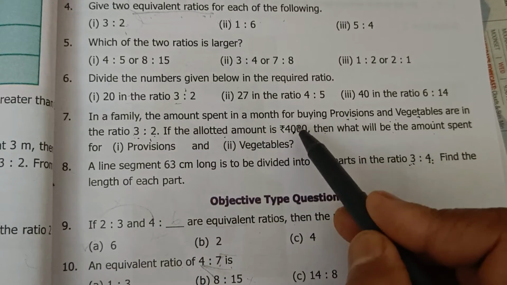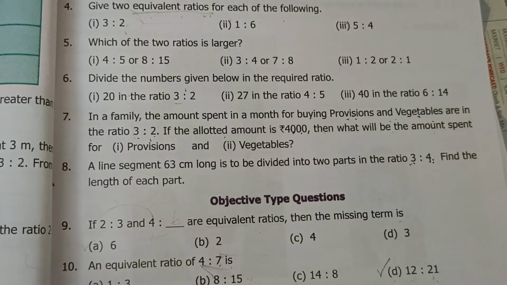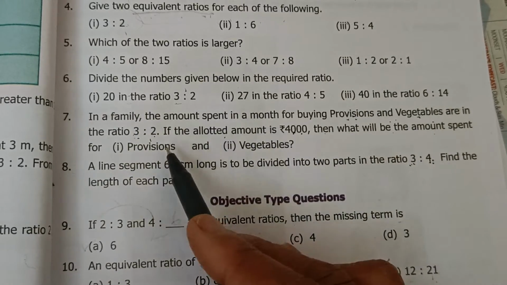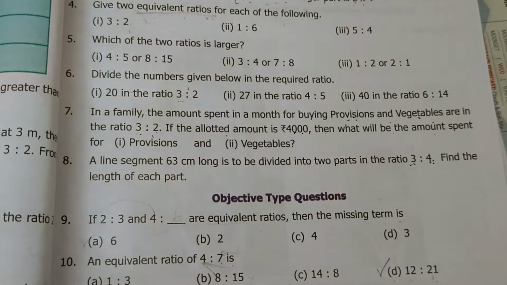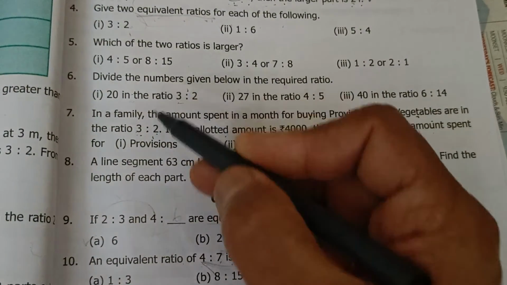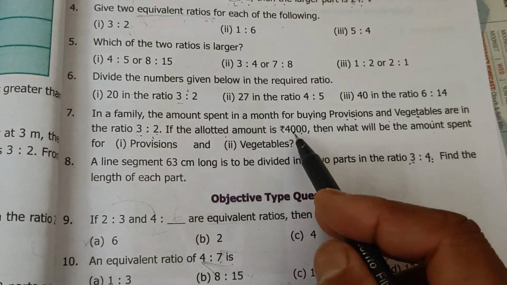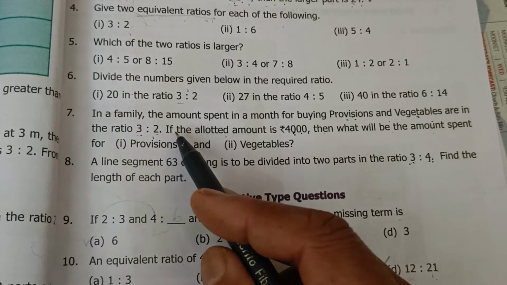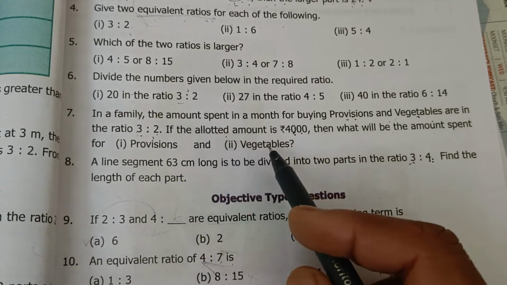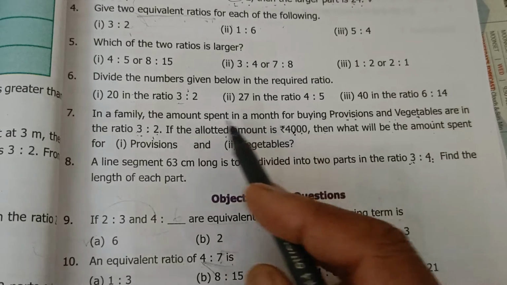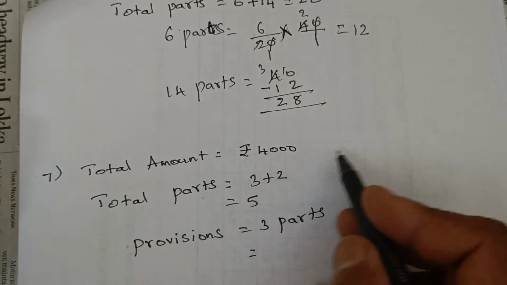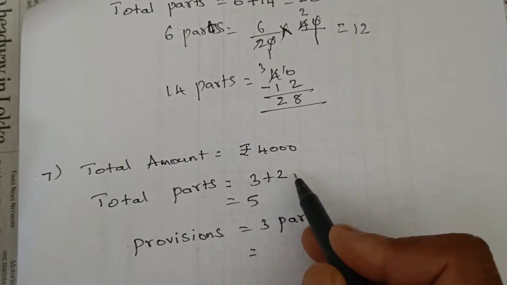And how much money you have? We have 4,000 rupees. Out of 4,000, 3 parts we have to spend for provisions and 2 parts we have to spend for vegetables. So if you write this just like the previous one, how do you write? Divide 4,000 in the ratio 3:2. That is the question. Simplified form of the story problem is divide 4,000 in the ratio 3:2. Right. So the total amount is 4,000. Therefore, the total parts is the ratio is 3:2. So it is 3 plus 2, 5.